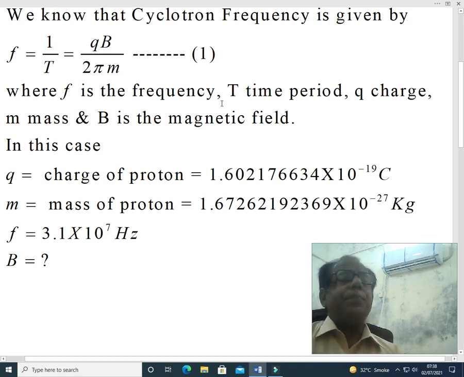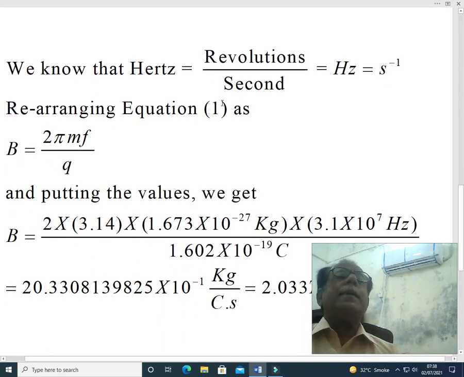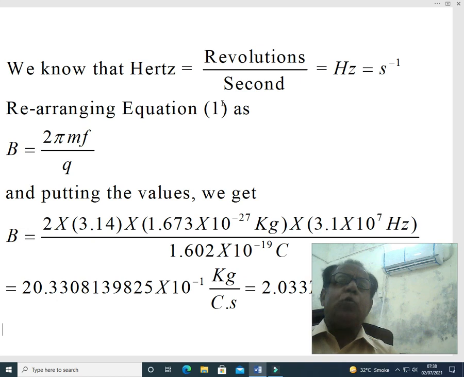Pi is 3.14, and all the remaining values are given except B, which is the magnetic field. B is to be determined. We know that hertz equals revolutions per second or cycles per second, and Hz is equal to second inverse.